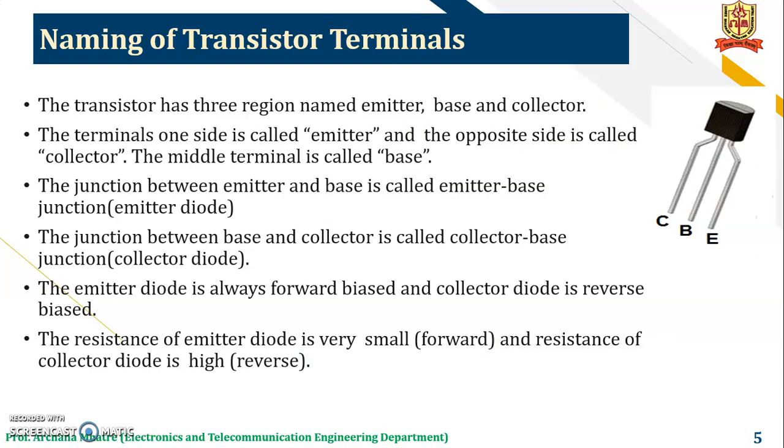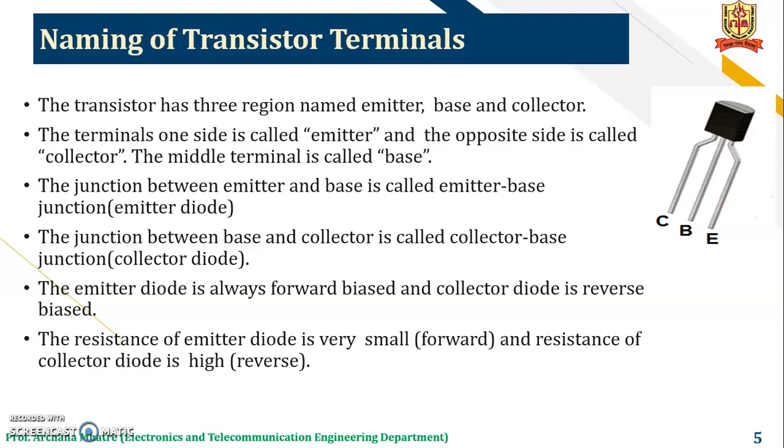Now, naming of transistor terminals. The transistor has three regions named emitter, base and collector. The terminal on one side is called the emitter, the terminal on the opposite side is called the collector and the middle terminal is called the base terminal. The junction between the emitter and base is called the emitter-base junction and the junction between the base and collector is called the collector-base junction.